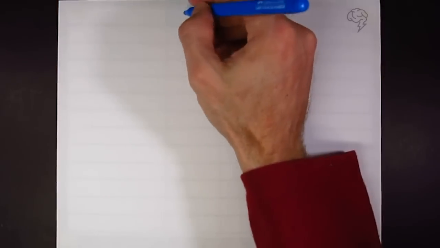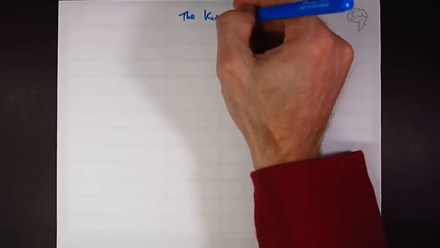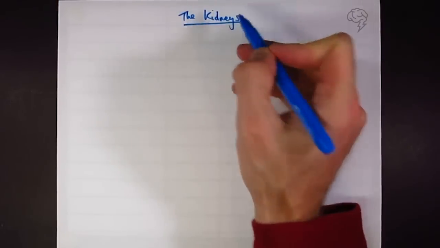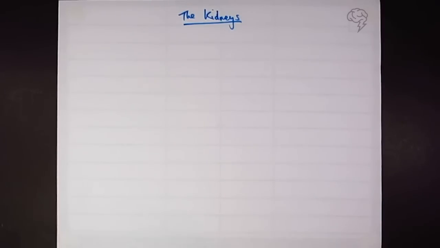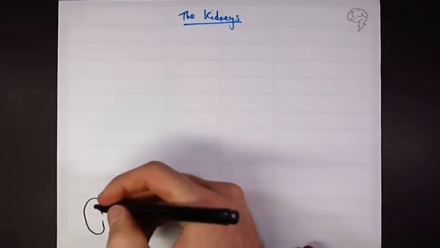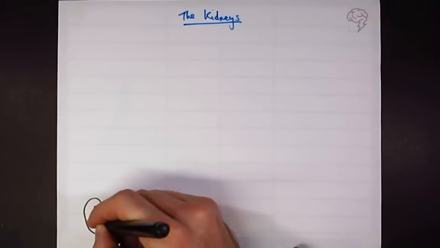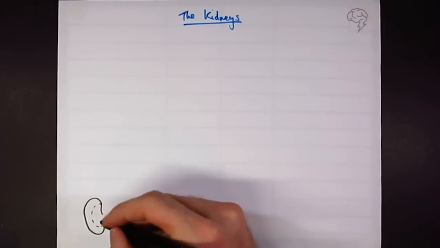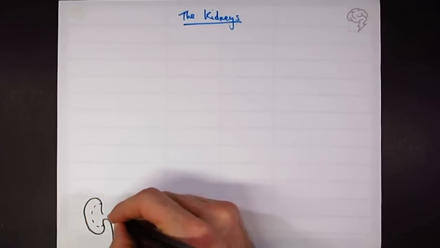Okay, this is the kidneys. So let's start with a little bit of context as to where we are. I'm going to draw a miniature kidney down here. Looks a little bit like a kidney bean, which is no coincidence. It's got two sections. We've got sort of the inside and the outside.